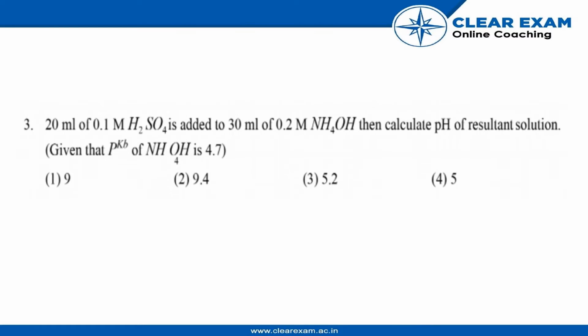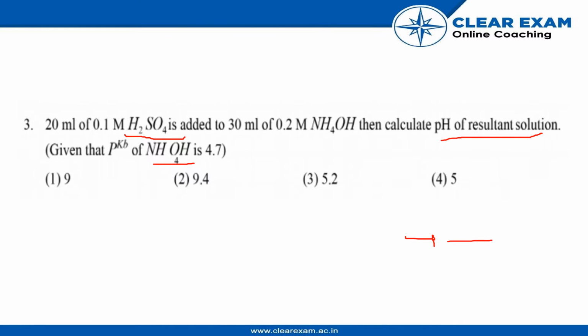Hello guys, so our next question is: 20 ml of 0.1 molar H2SO4 is added to 30 ml of 0.2 molar NH4OH, then calculate the pH of the resultant solution. So in this question, H2SO4 is added to NH4OH, then we have to find the pH of the resultant solution, and we have been given the pKb of NH4OH.